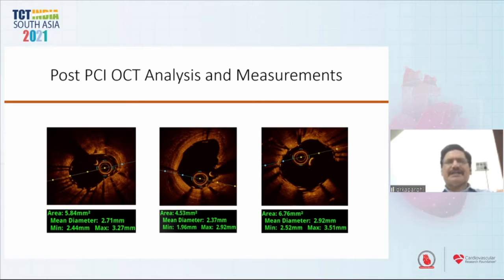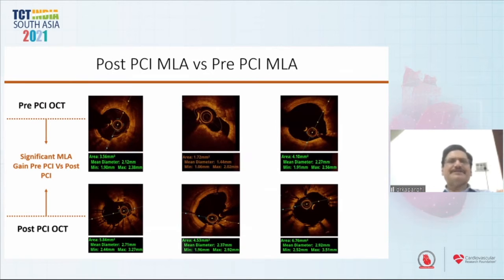At the lesion site where the nodule is, the area gain was from 1.7 to 4.5 square millimeters, with a vessel diameter of 2.9 millimeters. Distally the area is 5.8 square millimeters, and proximally it is 6.7 square millimeters. So we almost optimized with adequate expansion as well as no malapposition. And this is the pre-PCI and post-PCI minimal luminal area.